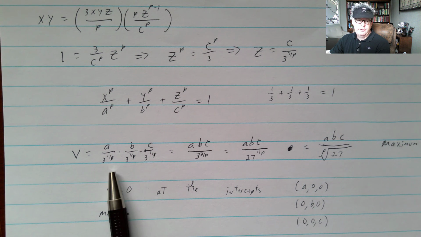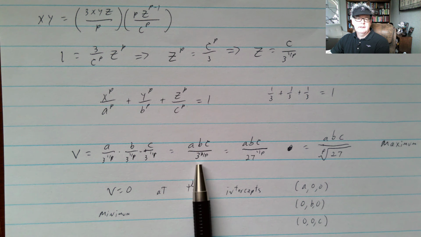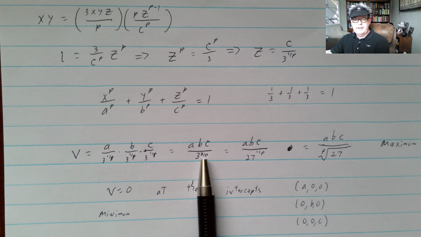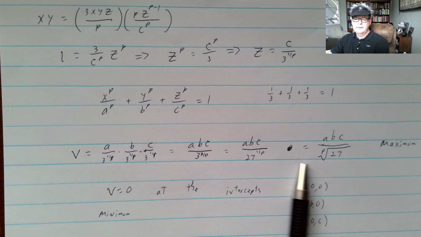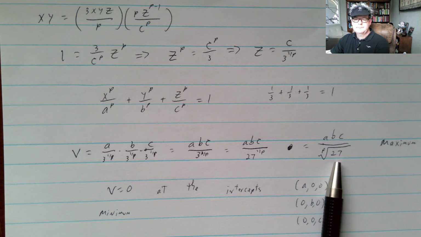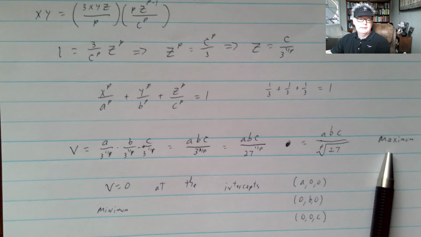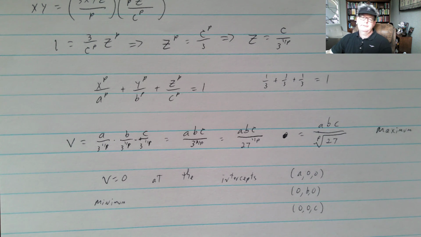And then for your volume, if you want to know what that is, if you multiply the x, y, and z's, we get abc divided by 3 to the 3 over p, or abc divided by 27 to the 1 over p, or abc over the pth root of 27. And again, that'll be the maximum. The minimum volume occurs at these intercepts. So that's the result.